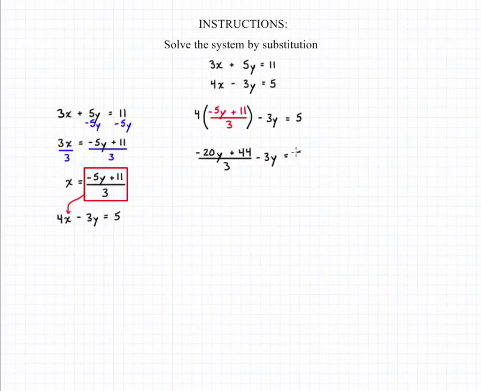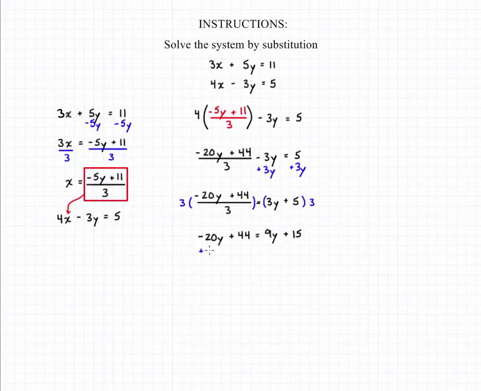Minus 3y equals 5. And now we can add 3y to both sides of the equation. And that'll give us negative 20y plus 44 over 3 equals 3y plus 5. Now we can get rid of that 3 in the denominator by multiplying both sides of the equation by 3. That's going to give us negative 20y plus 44 on the left and 9y plus 15 on the right.